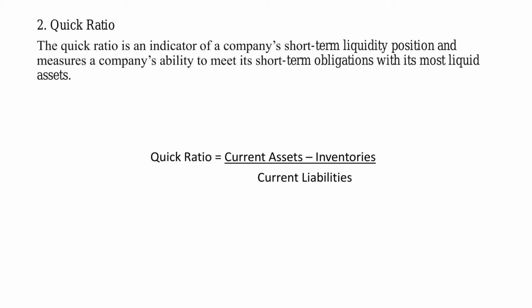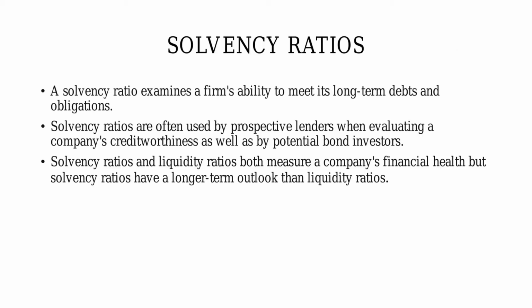So the higher the ratio, the better a company's liquidity and financial health. And the lower the ratio, the more likely the company will struggle with paying its debts. Now we are done with liquidity ratios. The second main category of ratio is solvency ratio.